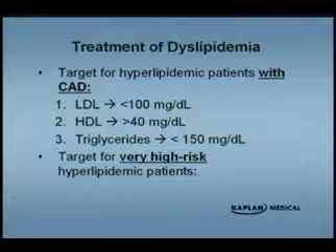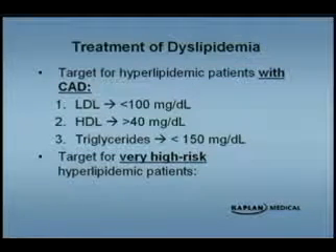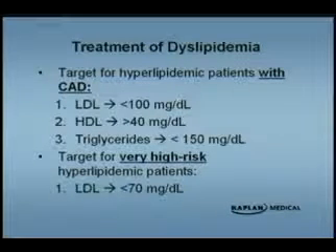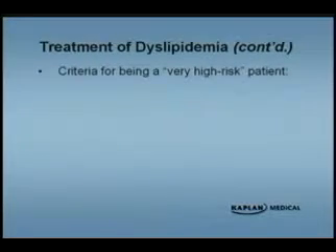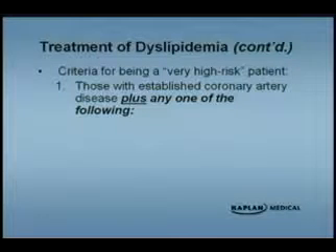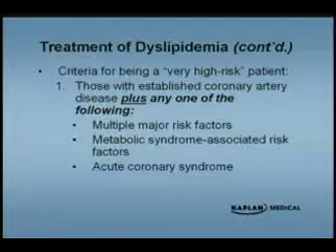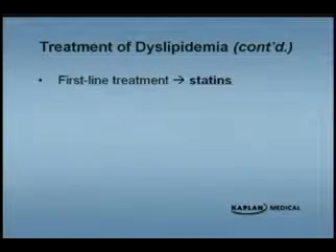Now, very high risk. See this word for very high risk? Very high risk means coronary disease and diabetes. Coronary disease and tobacco smoking, that's under 70. Coronary disease and diabetes. Acute coronary syndromes. What is very high risk? It means that you've got to have multiple things. This is hard for people. Coronary disease and its equivalents, under 100. But coronary disease and diabetes or acute coronary syndromes, under 70.